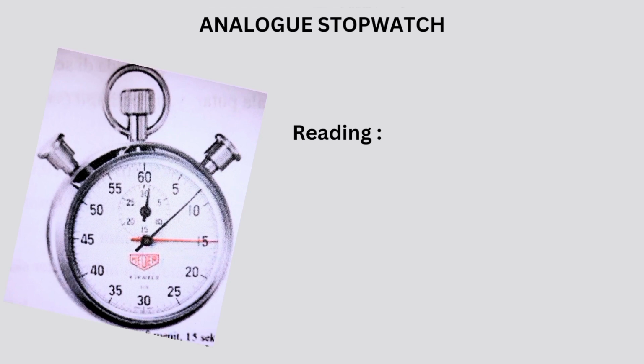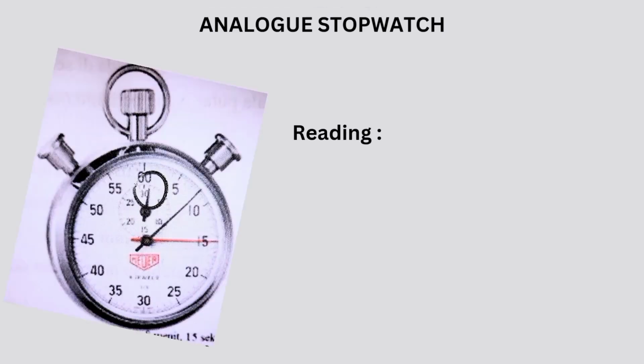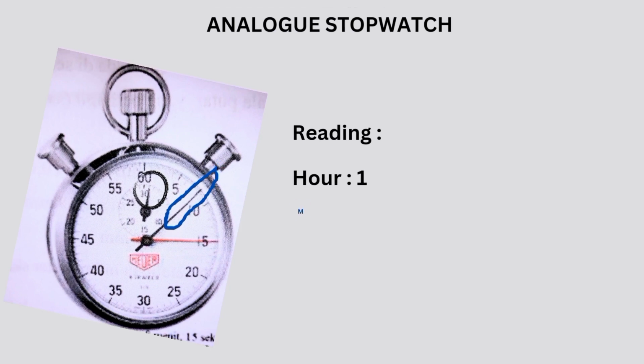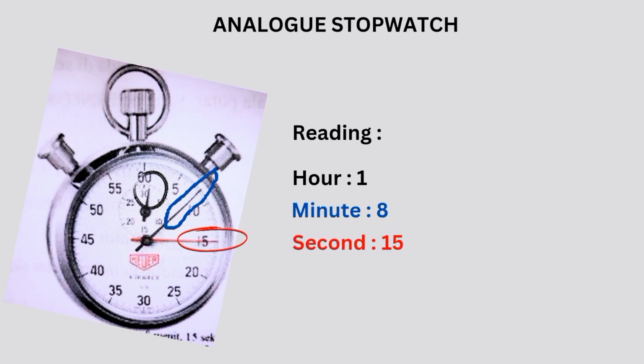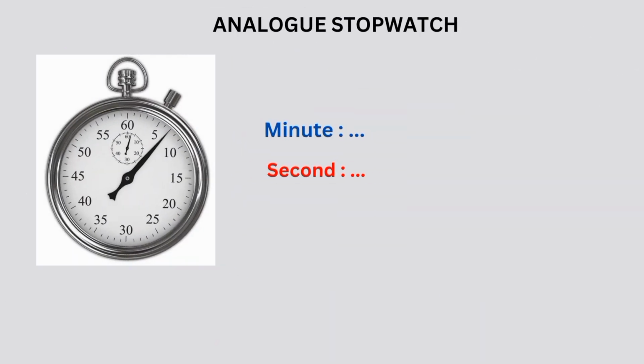For example, let's try to read this stopwatch. The shortest needle, which measures the hour, points to number 1. So, it's 1 hour. The minute is 8, and the second is 15. For the exercise, let's calculate the total reading of this stopwatch.